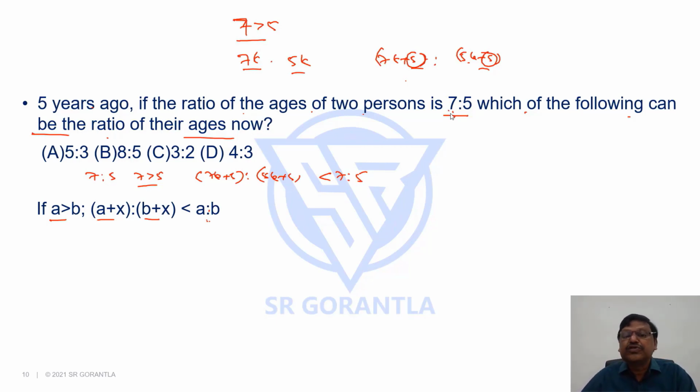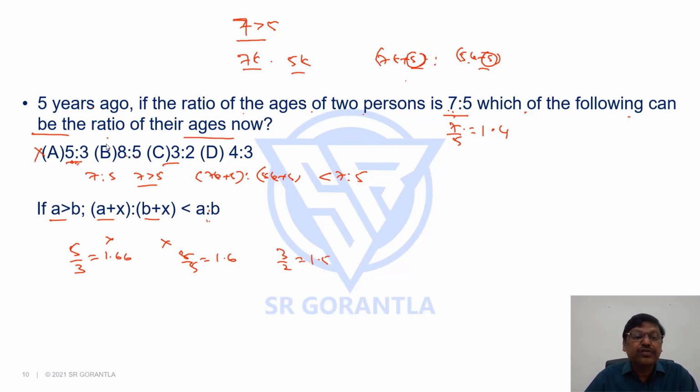Right? What is 7:5 or 7 by 5? 7 by 5 is 1.4. Which of them is less than 1.4? I have to check. 5 by 3. What is 5:3 or 5 by 3? 5 by 3 is 1.66. No, I can't take this. 8 by 5, 1.6. I can't take this. The ratio has to be less than 1.4. 3 by 2, 1.5. I can't take this. It is more than 1.4. So this is ruled out. This is ruled out. Then this is the only one left.